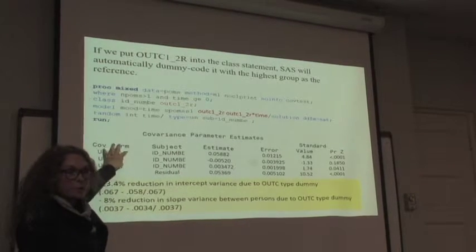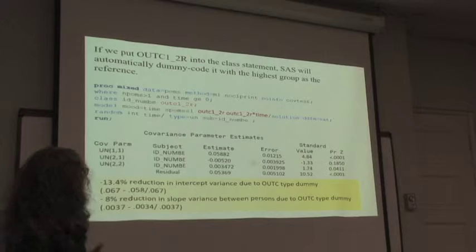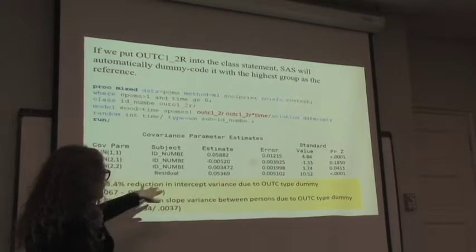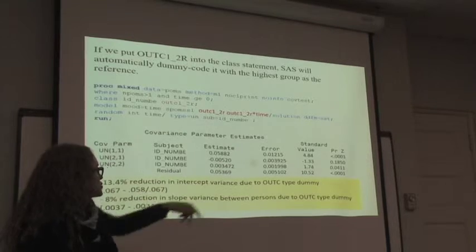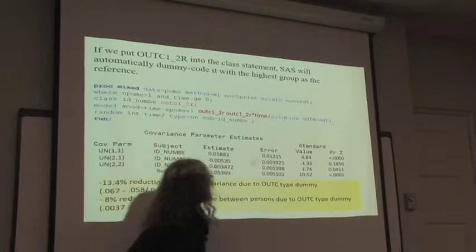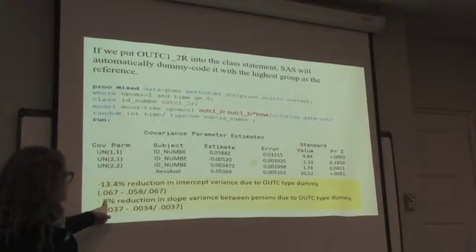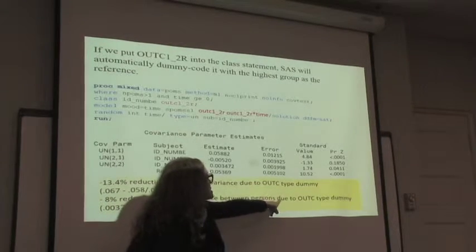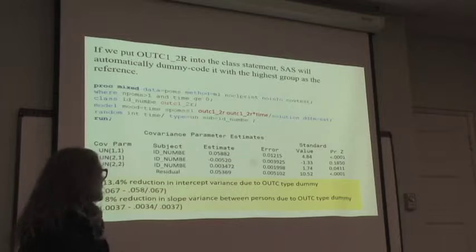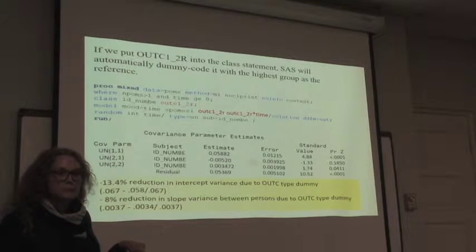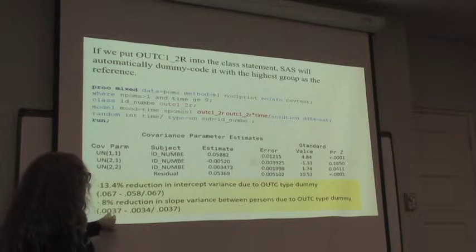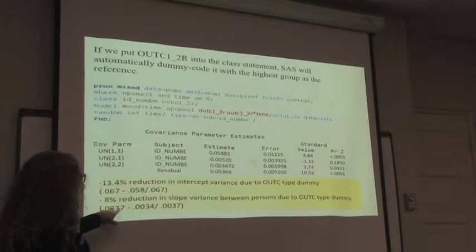This is just saying, okay, what did it do in terms of improving or not improving the model? We've got a 13.4% reduction in intercept variance due to the outcome type dummy variable. We get an 8% reduction in between-person slope variance due to outcome by time. And that's that. Right, so these are comparing.